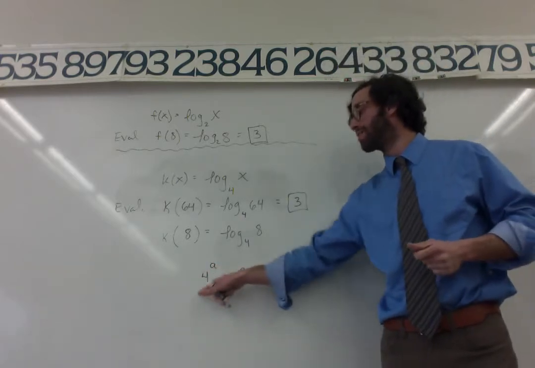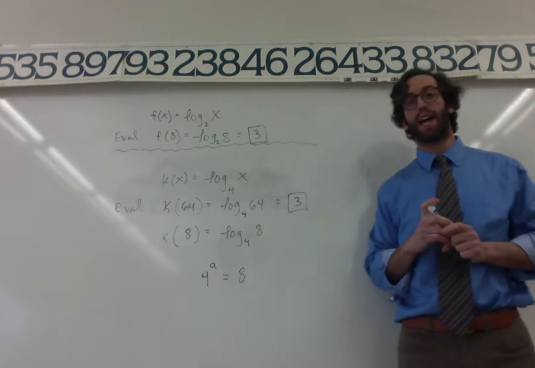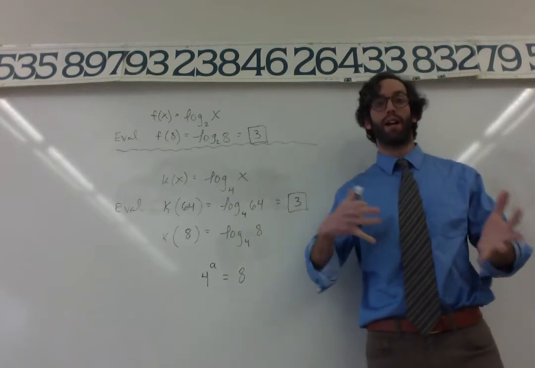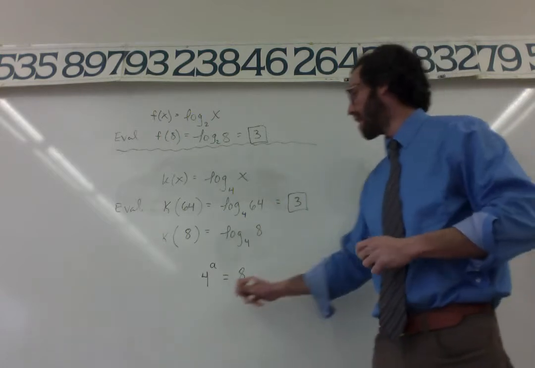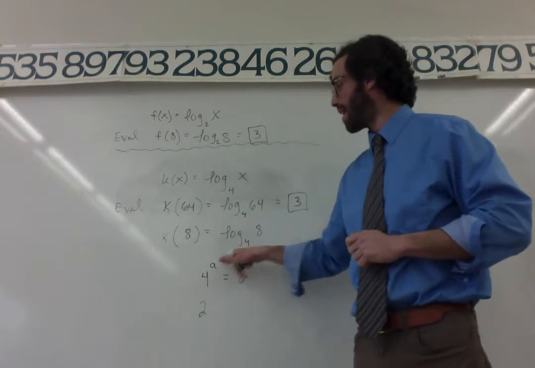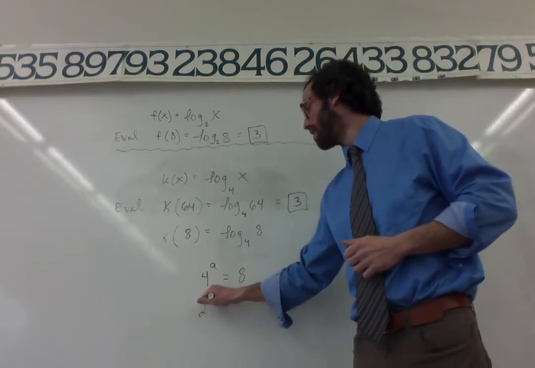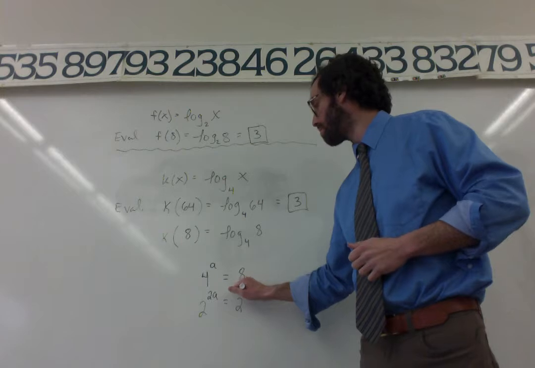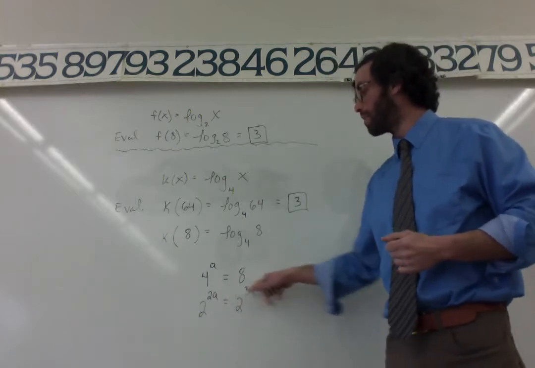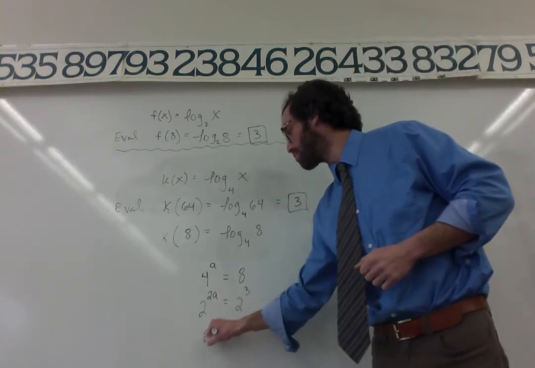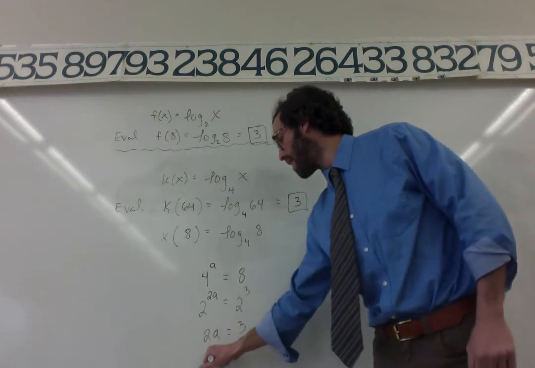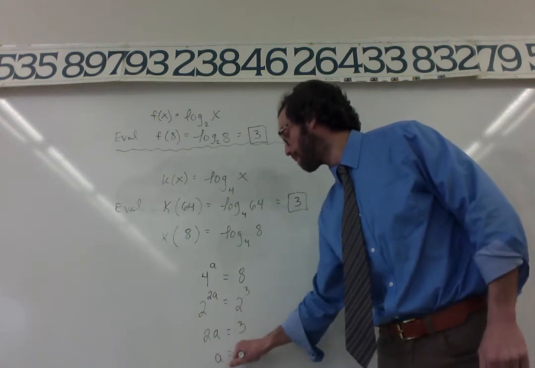And think about in the past how we've solved that kind of an exponential equation, right? We've used a common base on both sides. So we have 2 to the second to the a power becomes 2 to the 2a equals 2 to the third. And then we set the exponents equal. So we get 2a equals 3. So then a equals 3 over 2.